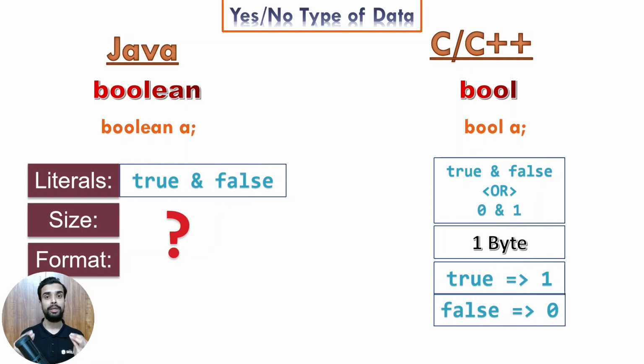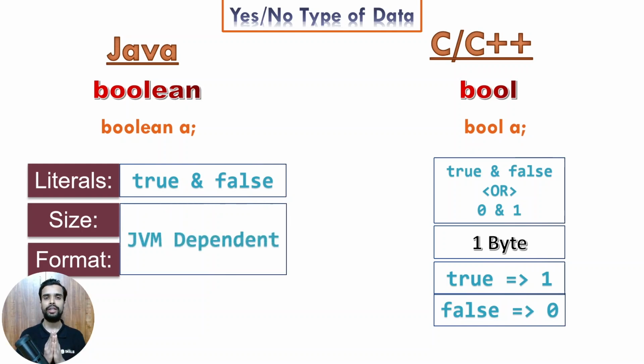For example, maybe in Unix, if it would occupy 1 byte of memory, the same Boolean variable, maybe in Windows, might occupy 2 bytes of memory. That is why the valid conclusion here would be that the size and the format of a Boolean variable in Java happen to be simply JVM dependent, because we know we don't have a single JVM for multiple operating systems. We have multiple JVMs for different operating systems.